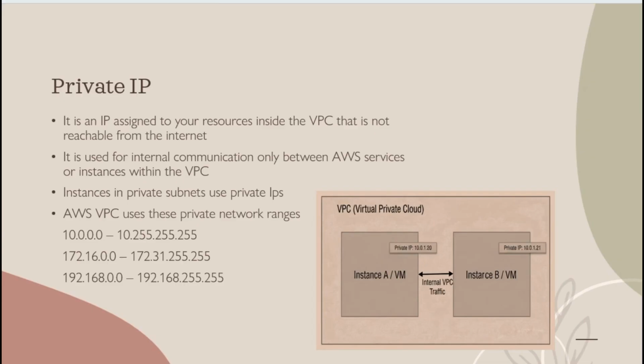And here the private IP remains the same until the instance is stopped, and the private IP address ranges start from 10 to 192, which are class A, class B, and class C. So why we need a private IP: to make the internal communication more secure, and if we don't want to expose the servers to the internet and we don't want the public to access the servers, then we can use the private IP.